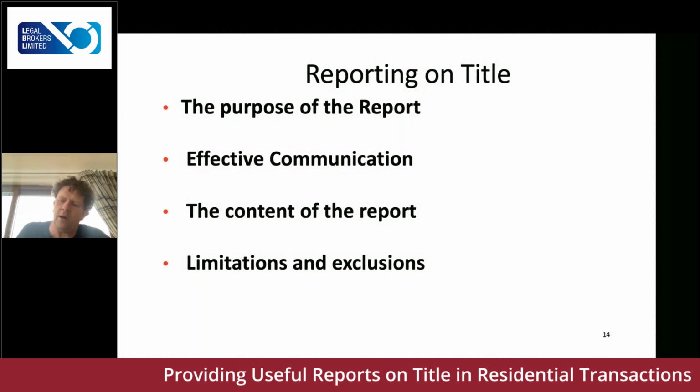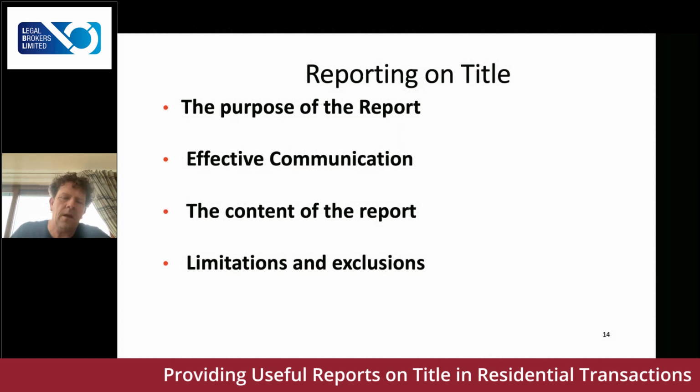The other point with regard to reporting on title is that it is not a tick box exercise. It's not a standardization exercise. It's the provision of information, the provision of a communication that enables a client to have informed consent relating to the transaction. And that is so important.